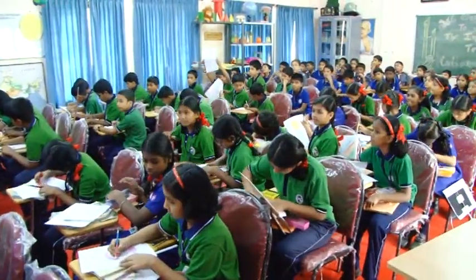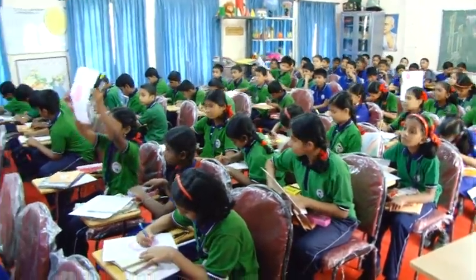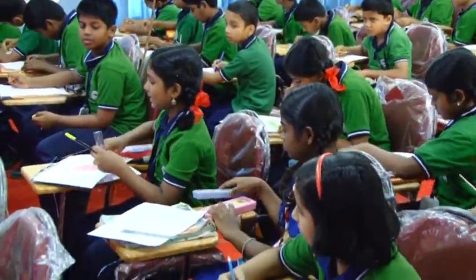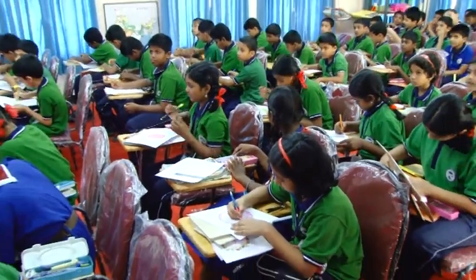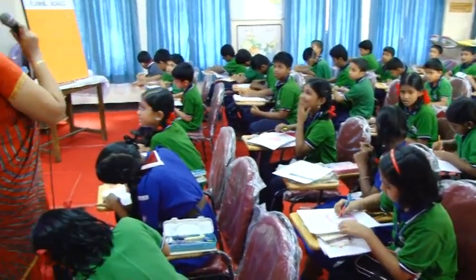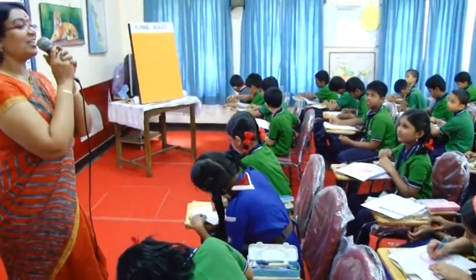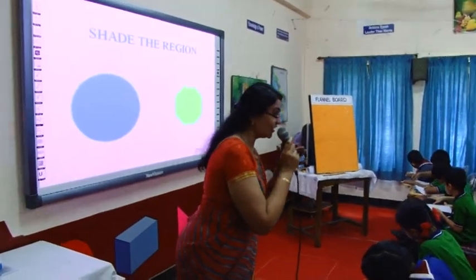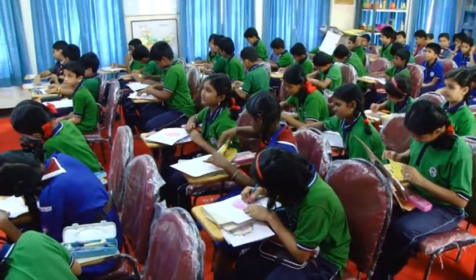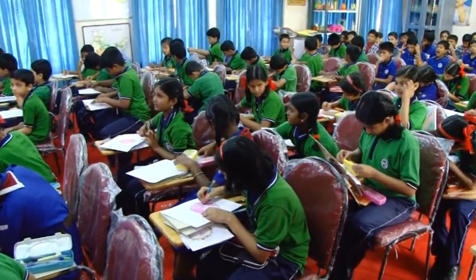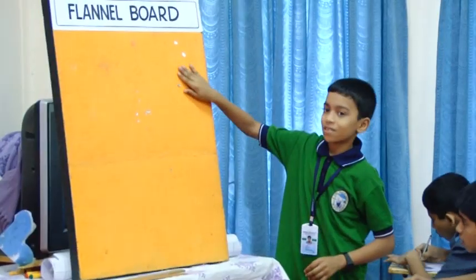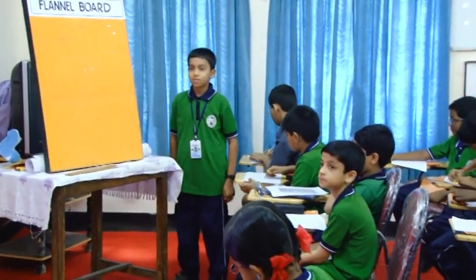Then after shading this, we have to name it. So that shaded portion, we can give a new name. And what is that? Region. So region means the space inside the figure. And the next is how to measure this space. Yes. So orange color is the shaded portion.